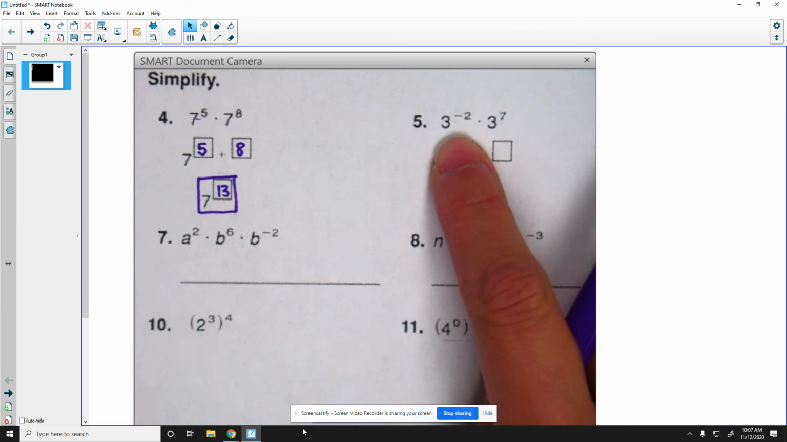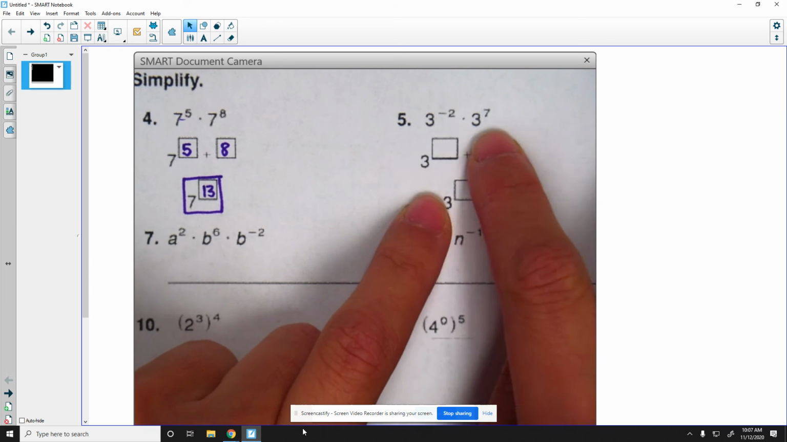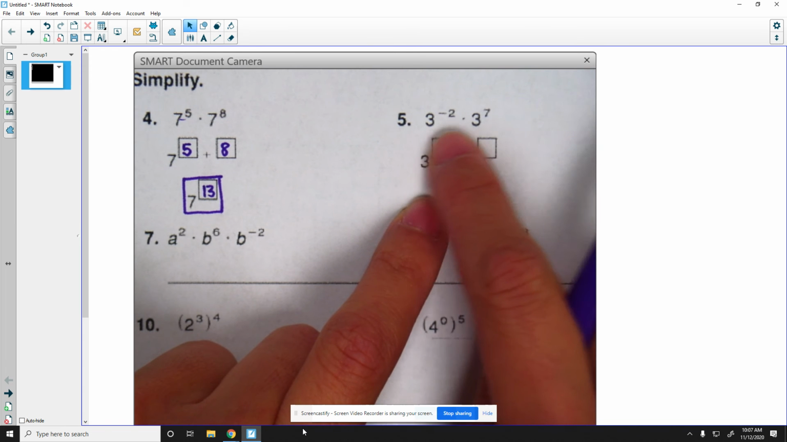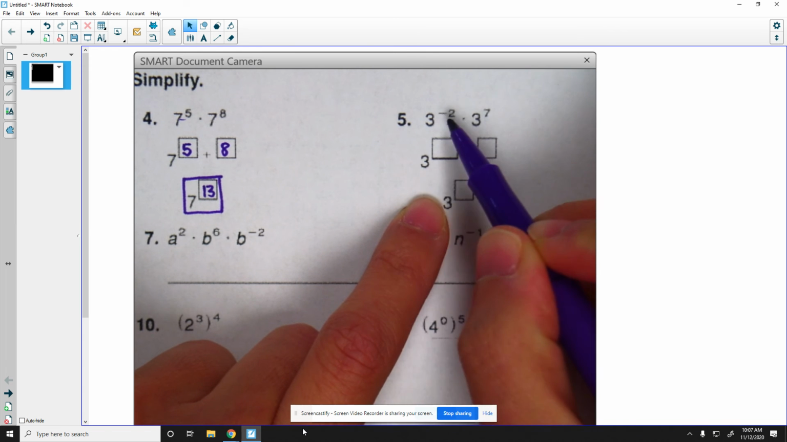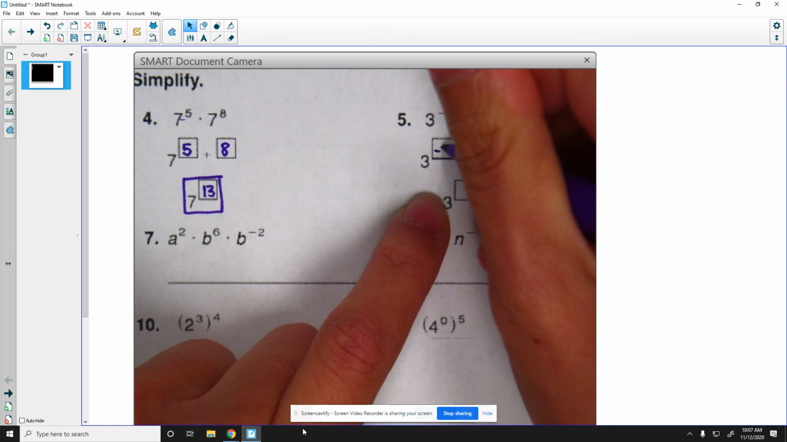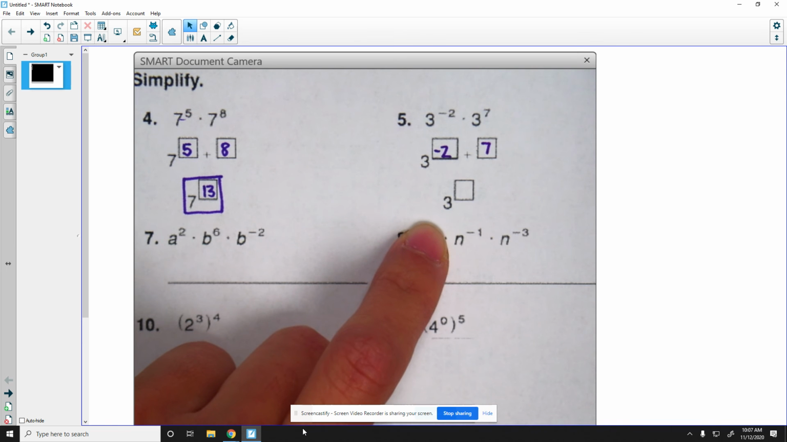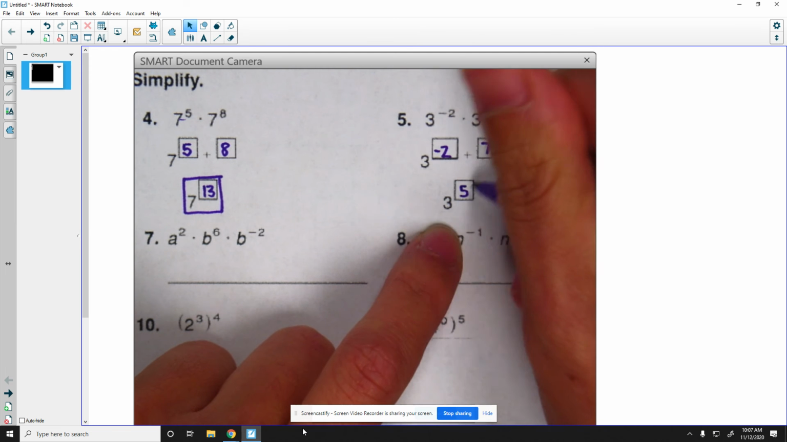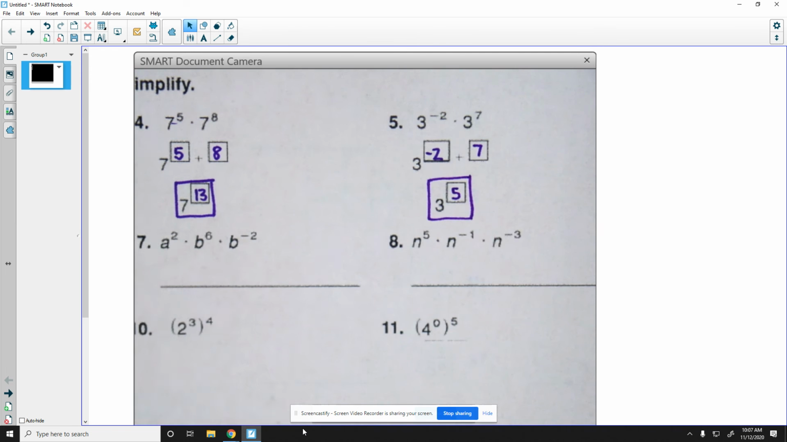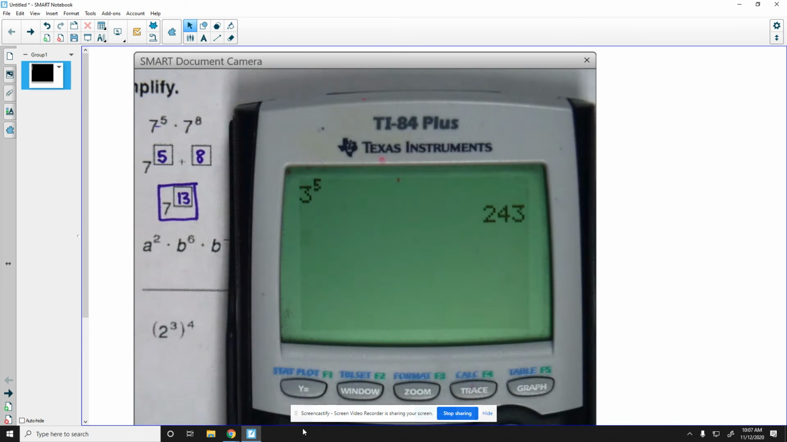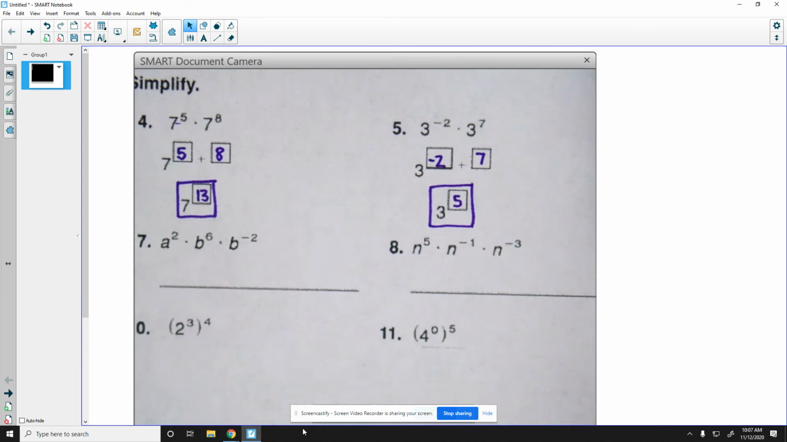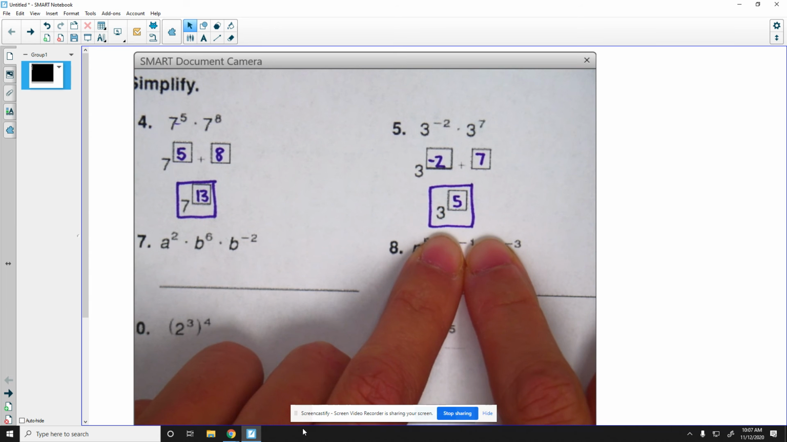Okay. So for number 5, you have the same base, 3 and 3. So the rule is if you have the same base and you're multiplying them, you can actually just add the two exponents. So do you see how I'm adding -2 plus 7? I'm just adding my exponents. So what's -2 plus 7, guys? 5. So 3 to the 5th power. 3 to the 5th power is much smaller. It's 243. So technically 243 is totally possible for you to write as an answer.